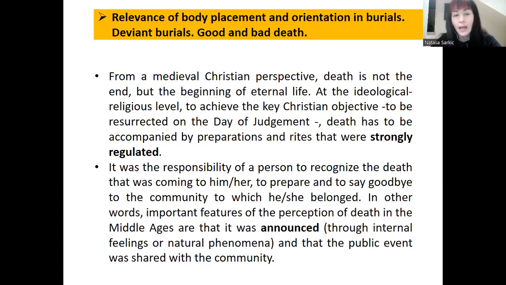And in the past, it was extremely important that an individual recognized the moment of death, like, okay, I think I'm going to die. And then there is a whole bunch of rituals that this individual should perform in order to say goodbye, to clear his or her thoughts, to talk with a priest, to announce his or her death. So this preparation for death was extremely important, especially in the Middle Ages. It was important that a person is prepared for that, and to announce that event. So it's becoming a kind of public event for the community to share.